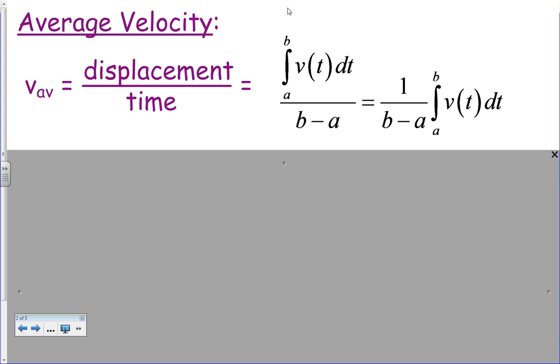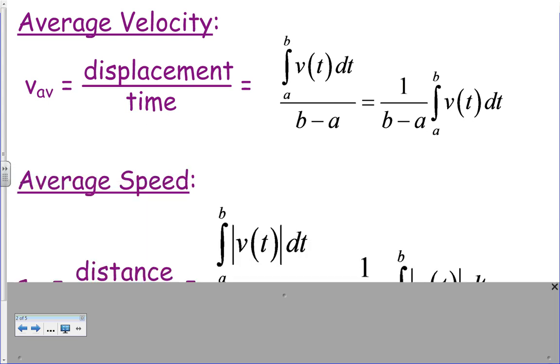But of course, we know that your displacement from the last section is equal to the definite integral from A to B of your velocity function. And your time then is the interval from A to B, that's B minus A. So if we divide those two, that gives us our average velocity. Or sometimes we even rewrite that and pull the B minus A out front, so it's 1 over B minus A times the integral from A to B of V of t dt. So if you want to find the average velocity, you integrate velocity, the same function, and then divide by the interval. Integral divided by interval.